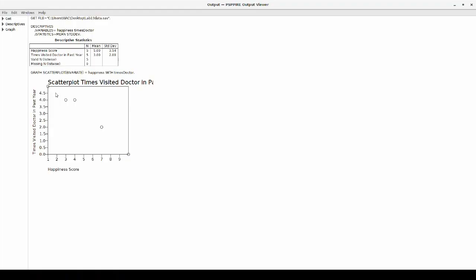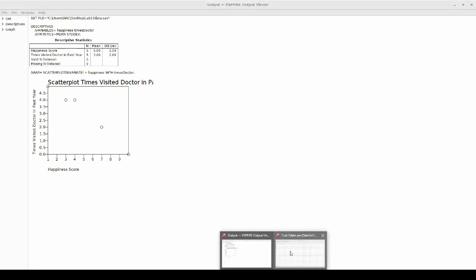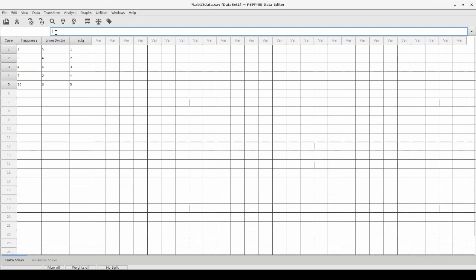But we can see that there looks like there is a negative correlation here, a negative slope here, that as we increase on happiness scores, there is a decrease in the number of times people visited the doctor in the past year. And it does look pretty strong and linear. Linear, negative, and strong. And then finally, we might want to actually calculate a correlation between our variables.